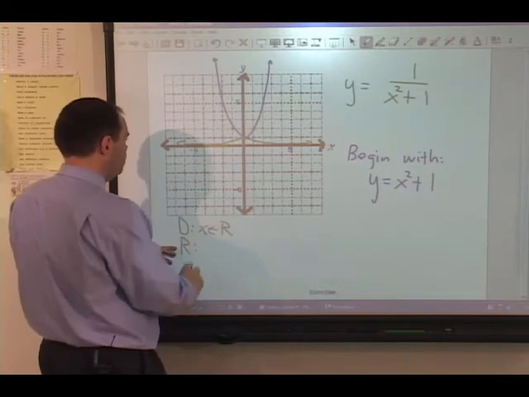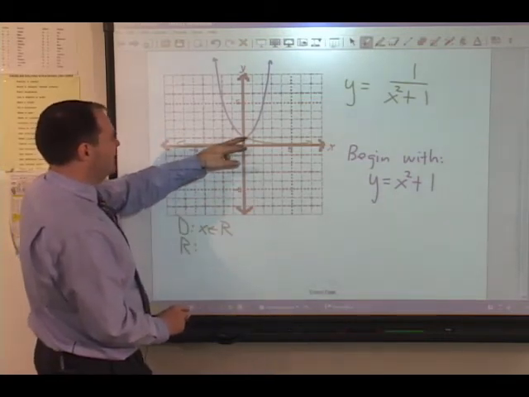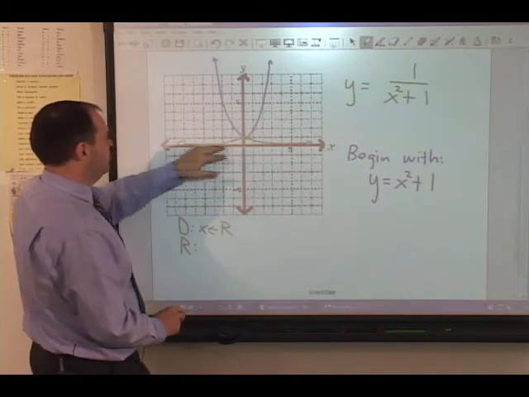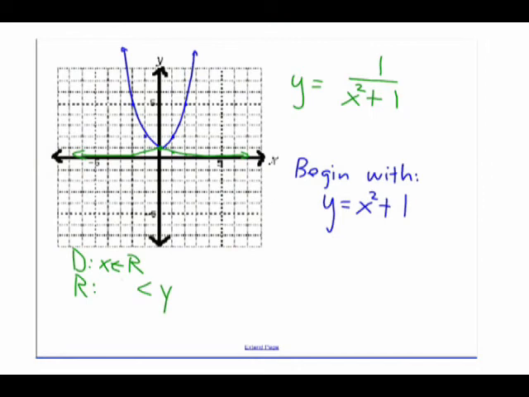Our range will range between 1 inclusive and 0 non-inclusive. So y is between 0 and 1. Watch your equal signs on your inequality. Any values of y in that range are valid, and our horizontal asymptote occurs at y equals 0.